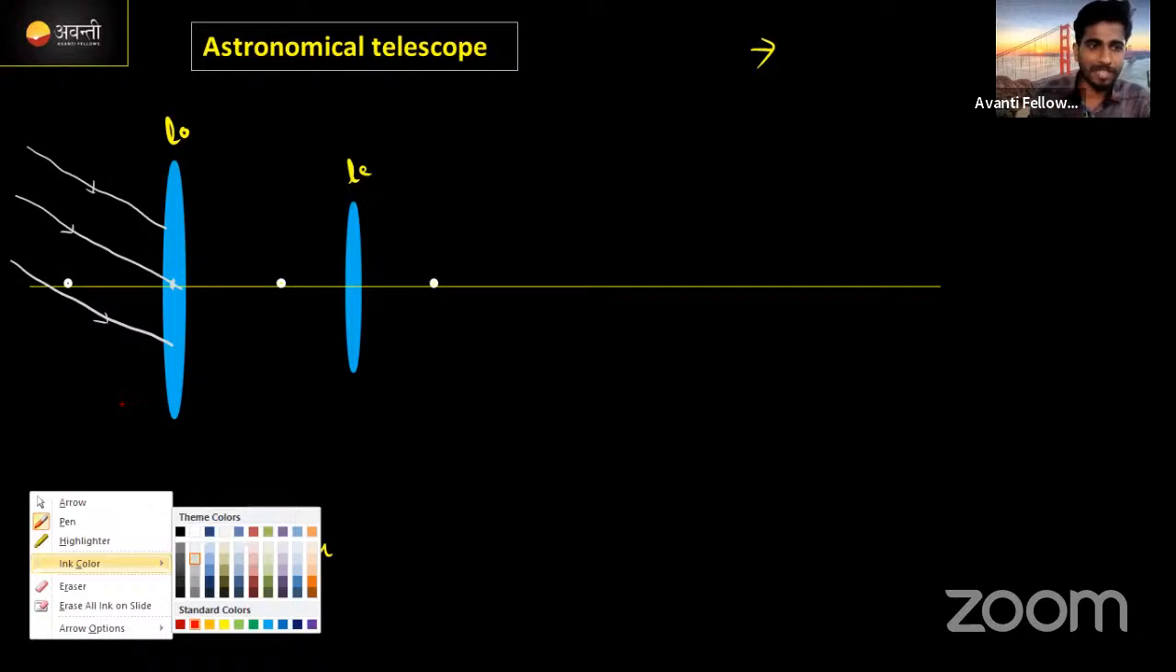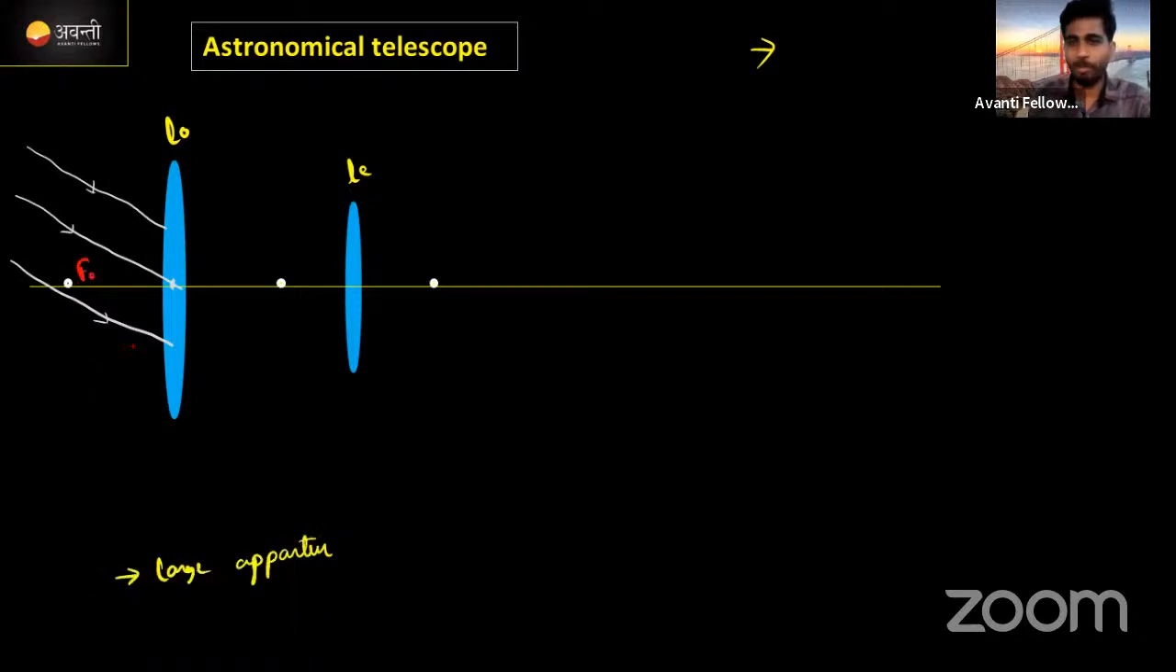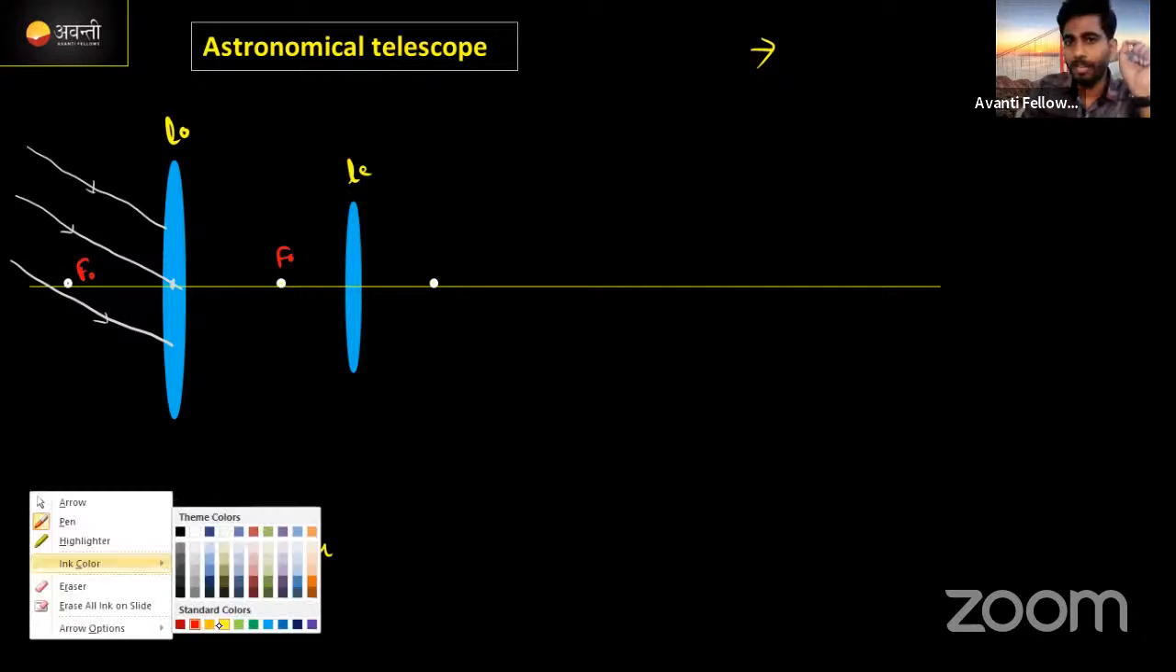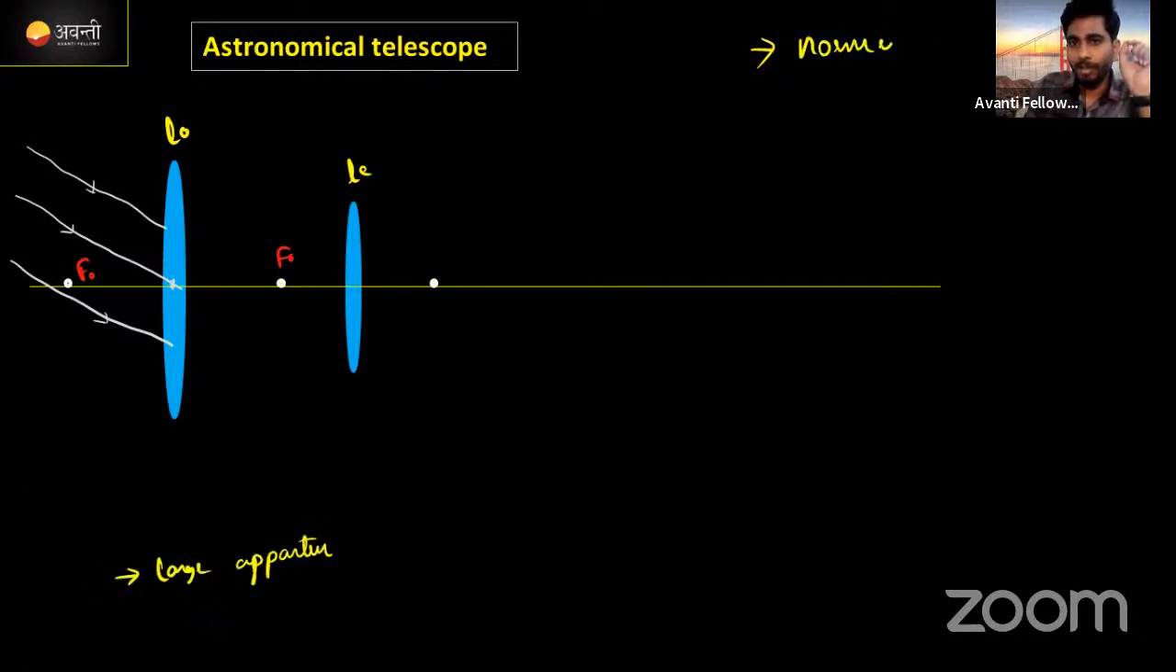I'm going to call this one the principal focus for the objective lens. This is also the principal focus for the objective lens on either side. And the eye lens is there, no. For the eye lens also, first two things we are going to discuss here. First thing is normal adjustment, guys. एक कौन सा है? Normal adjustment.